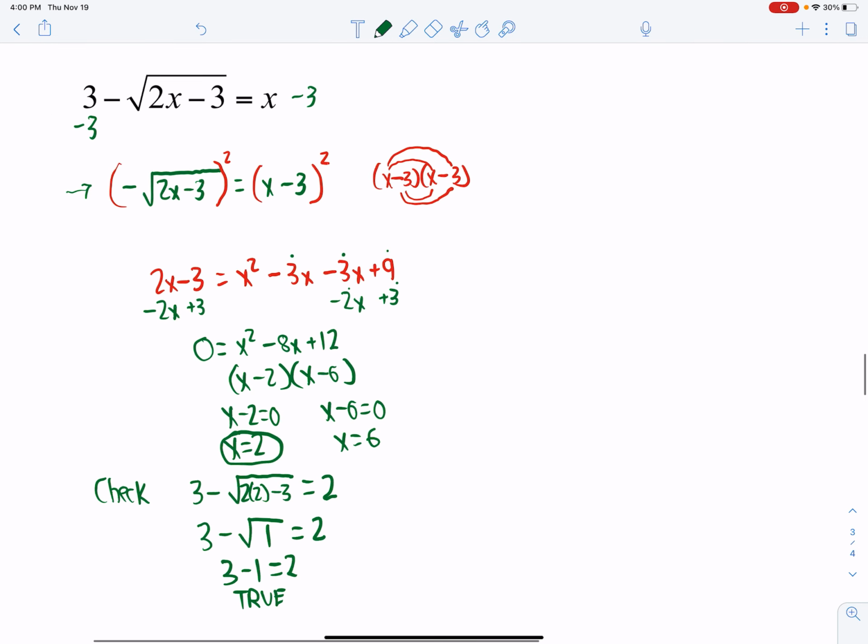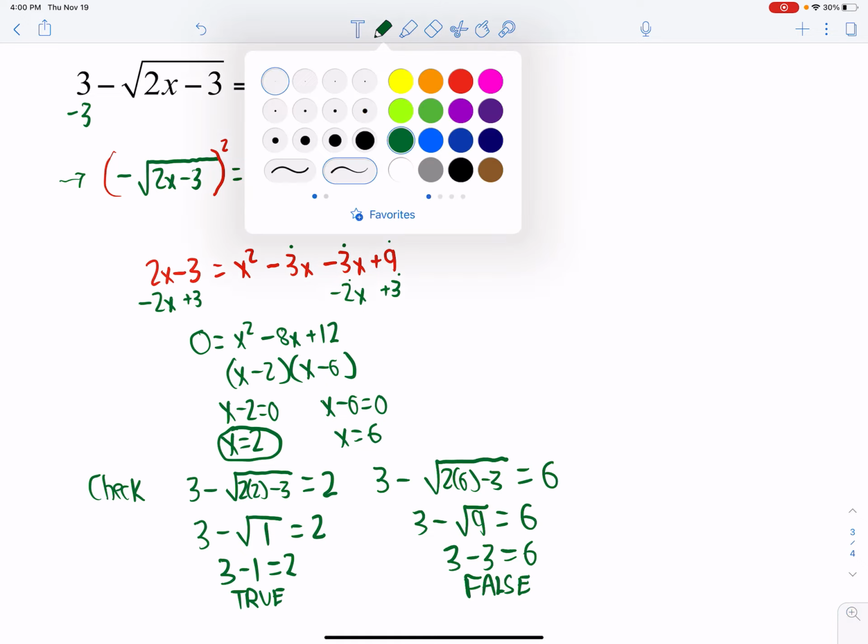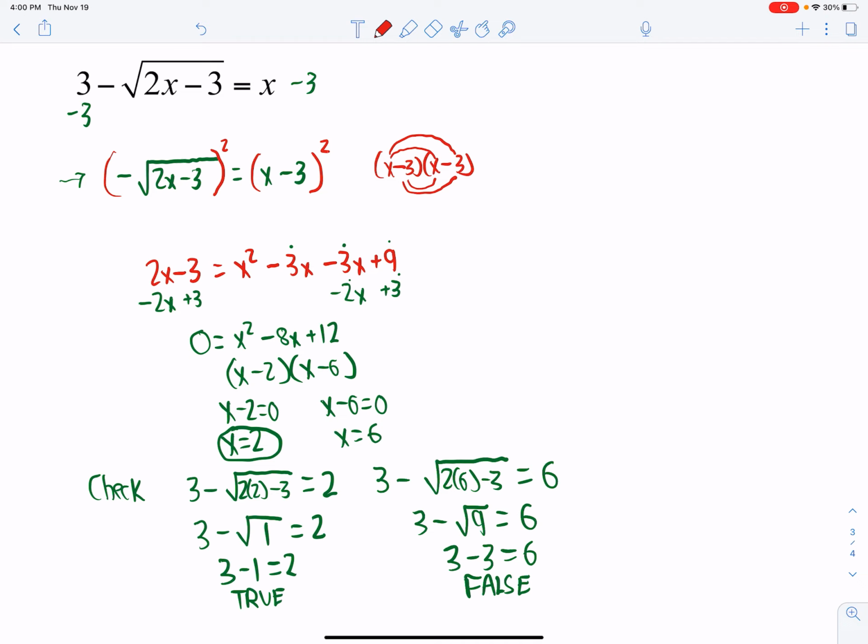Now let's take a look at the next one. We plug in a 6 for x. We have 3 minus square root 2 times 6 minus 3 equals 6. Well, 2 times 6 minus 3 is 9. So if 3 minus the square root of 9 equals 6, well, that would be 3 minus 3 equals 6, which is definitely false. 3 minus 3 is, of course, 0. So that means that x equals 6 was correct for the algebra, but wrong for the original equation. It's a false answer. So only x equals 2 is the correct answer there.